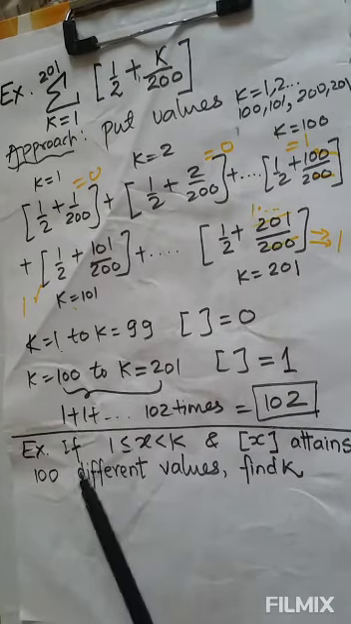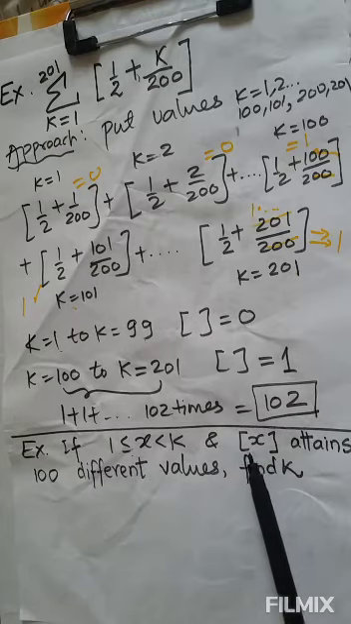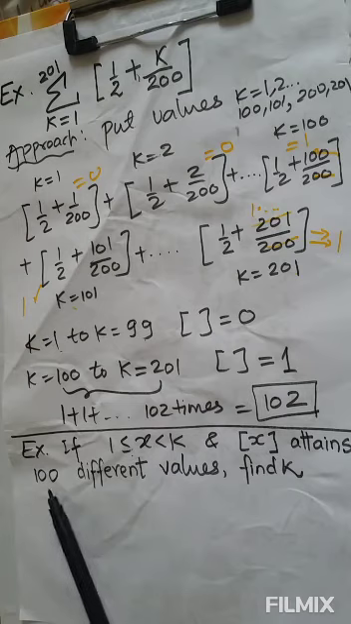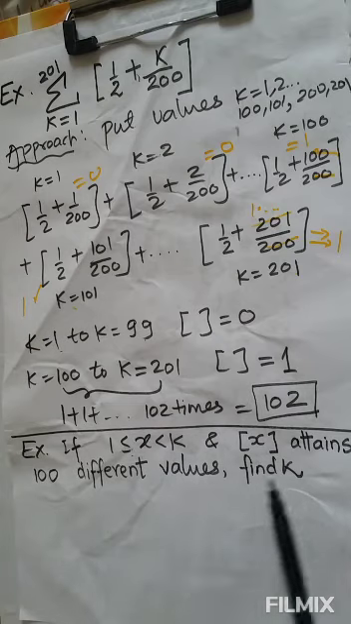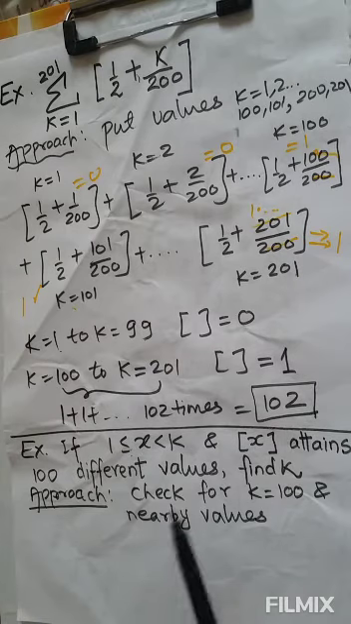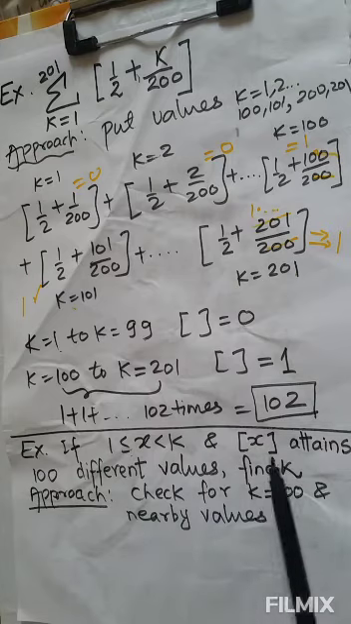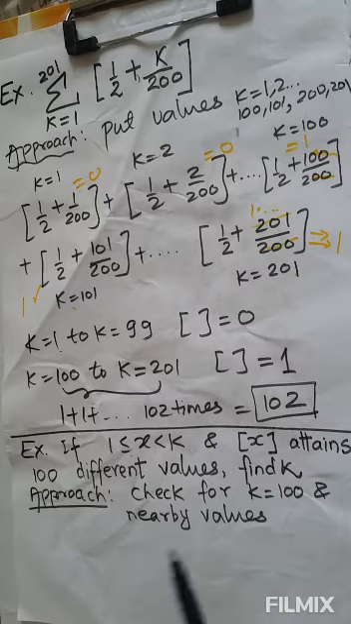Another example: if x is between 1 to k, 1 included, and greatest integer x attains 100 different values, find k or find the range of k. Now how we will attempt this? See, the approach can be, we can check for k is equal to 100 and nearby values. Now why k is equal to 100? Because from integer to integer, as I said, greatest integer attains exactly one value.